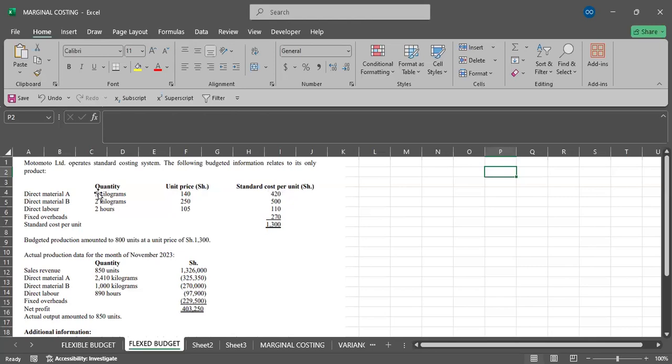Then remember, this product requires 2 types of raw materials. So we have material number 2, that is material B. For material B, they need 2 kgs to produce 1 unit of the final product. And each kg of material B is purchased at 250 shillings. And that's what is giving us 500 shillings. We have direct labor. So they need 2 hours to do production of the final product, and each labor hour is paid at 105 shillings.